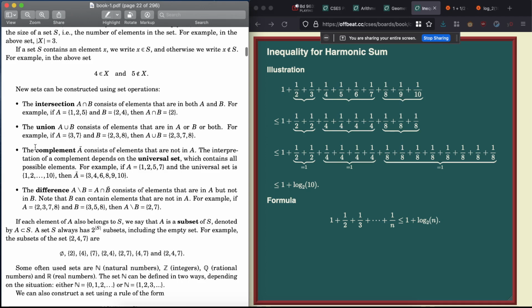Next, we continue with the complement. And in complement, we have this concept of a universal set.